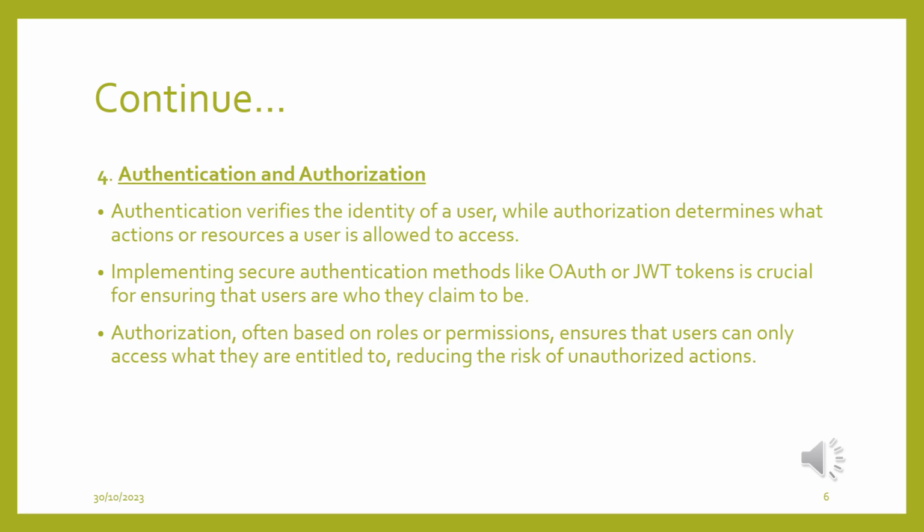And the next one is authentication and authorization. Authentication verifies the identity of a user, while authorization determines what actions or resources a user is allowed to access. Implementing secure authentication methods like OAuth or JWT tokens is crucial for ensuring that users are who they claim to be. Authorization, often based on roles or permissions, ensures that users can only access what they are entitled to, reducing the risk of unauthorized actions.